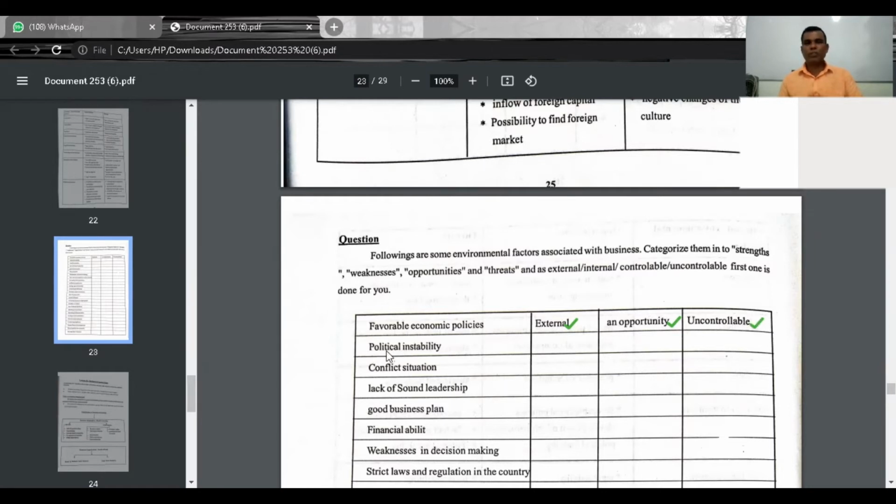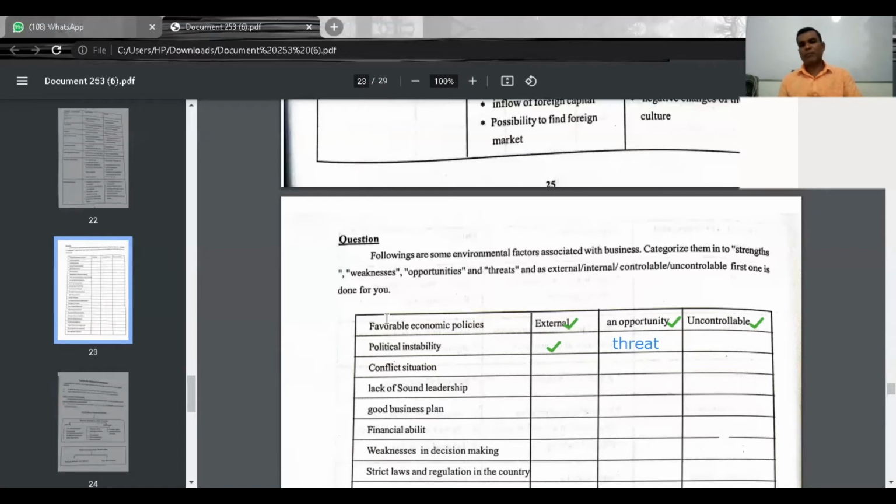Next one. I am doing the second one as well for you. Political instability, not stability, instability. It is external. It is not an opportunity. It is a threat. Here you can write this as threat. Political instability, once again, uncontrollable. You can write here as uncontrollable. Right. Now please start doing this exercise.